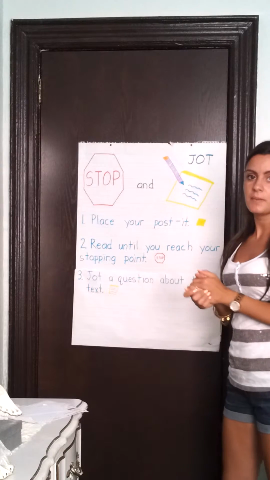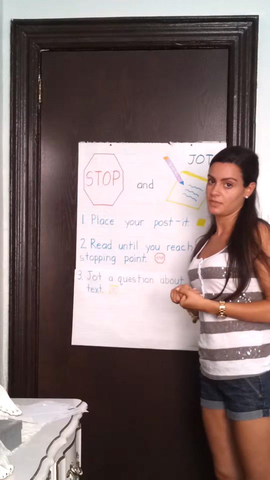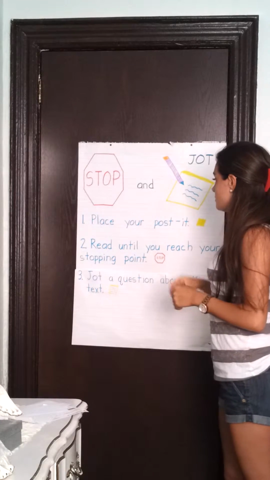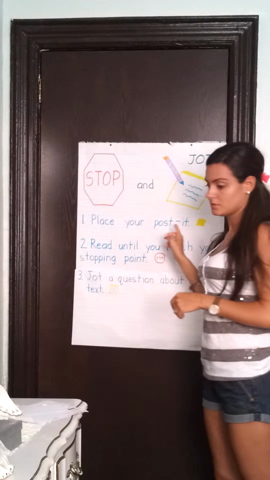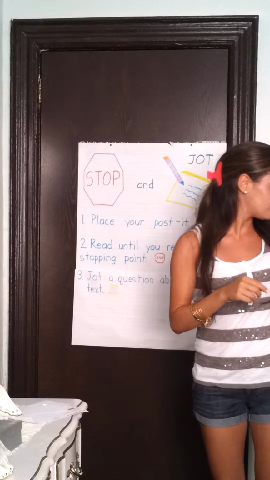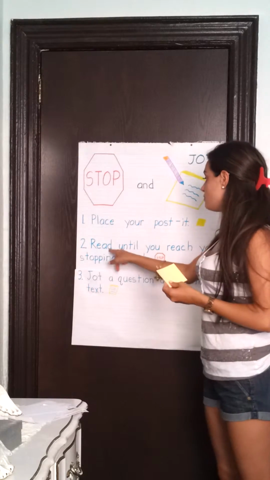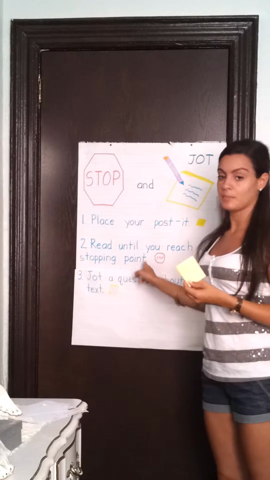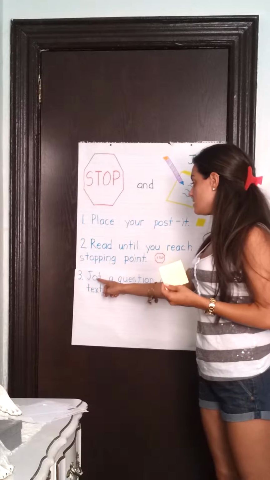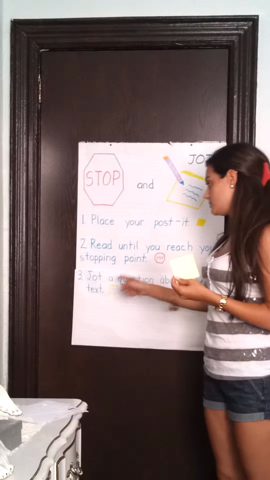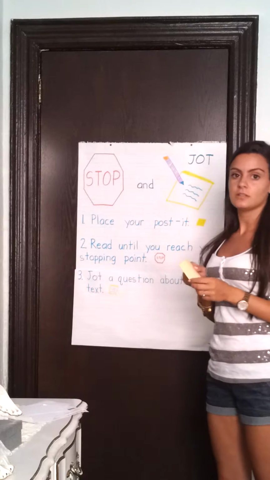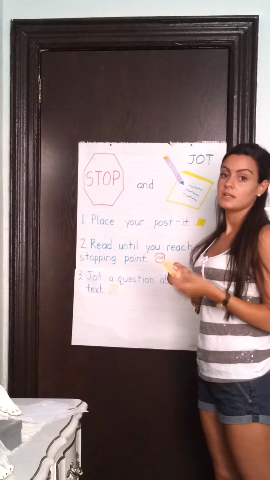This week we've been learning about the stop and jot method. First, we place our post-it, which we have. Second, read until you reach your stopping point. And third, jot a question about the text. We've been doing this with fiction books.